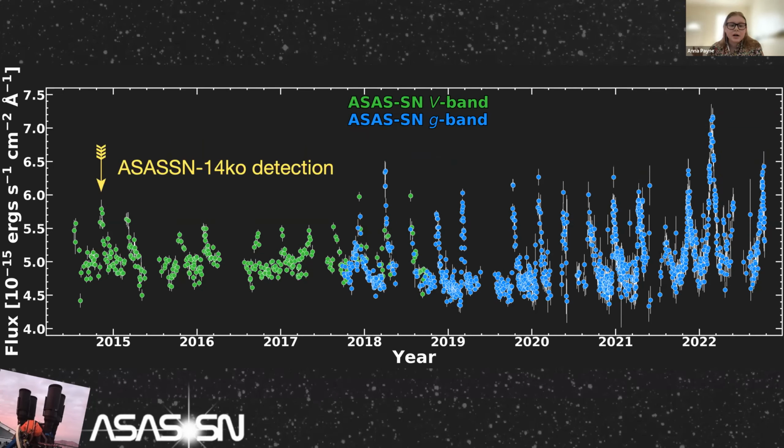I'm calling this object ASASSN-14ko because back in 2014, one of these flares was detected and reported as a new transient discovery. At that time, it was classified as a possible supernova very close to the nucleus, but we now know that this was not a one-time event due to explosive origin, and instead they are recurring events.